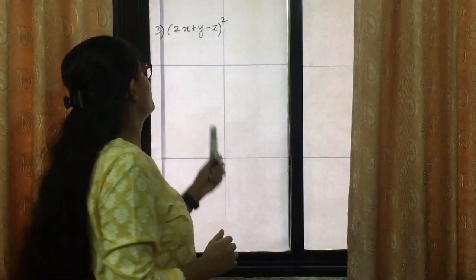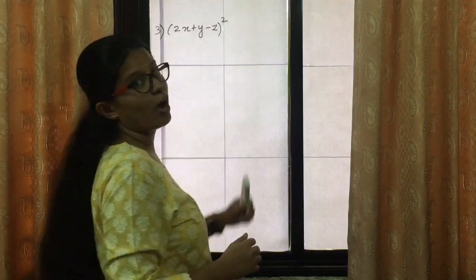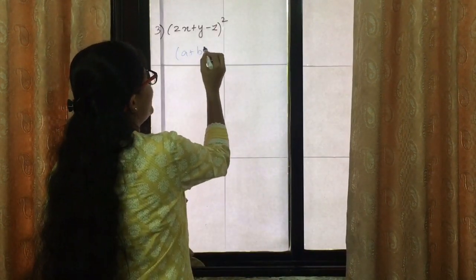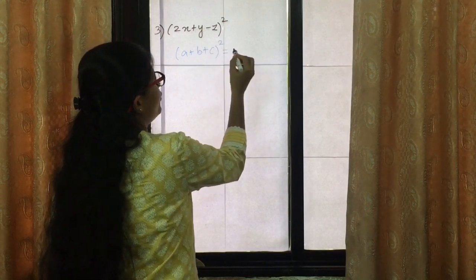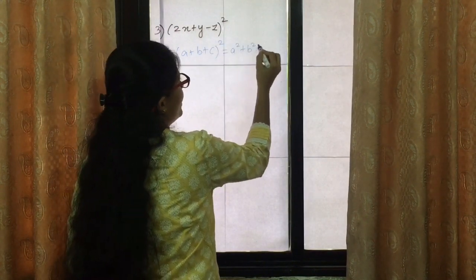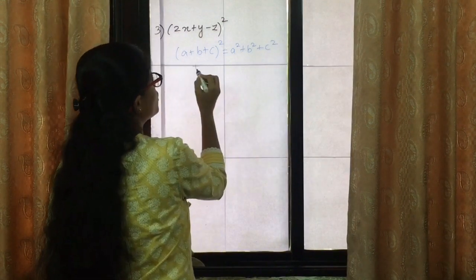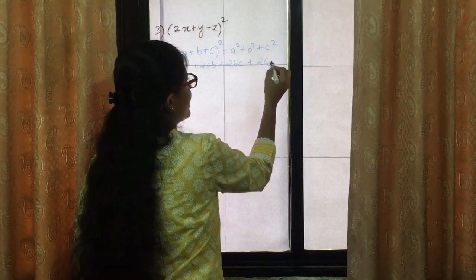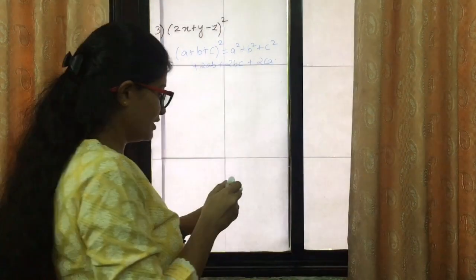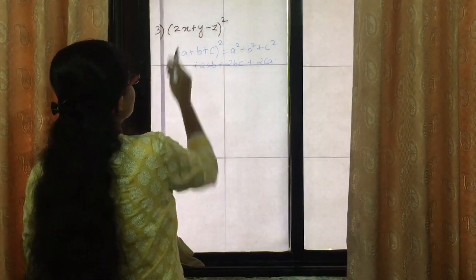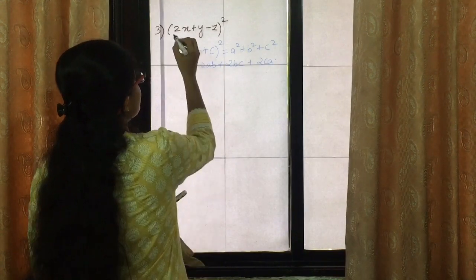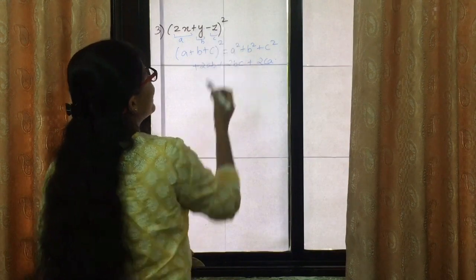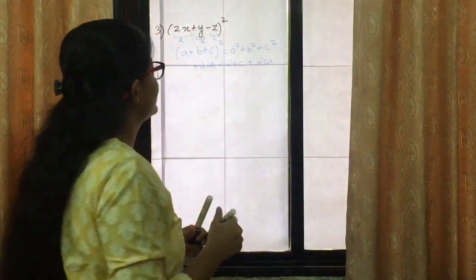Let's see this type of problem: (2x plus y minus z) whole square. Can we apply the identity of (a plus b plus c) whole square, which will give you a square plus b square plus c square plus 2ab plus 2bc plus 2ca? We have seen this identity, correct? If I apply it, this is a, this is b and this is c. c will be minus z. It will not be only z, c will be minus z.